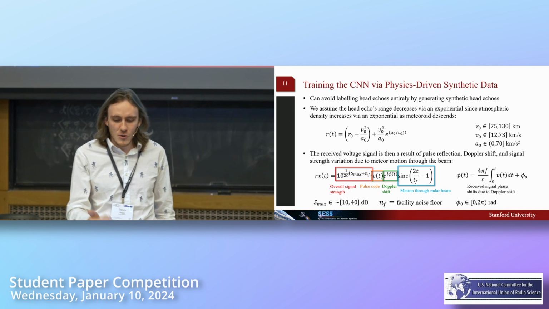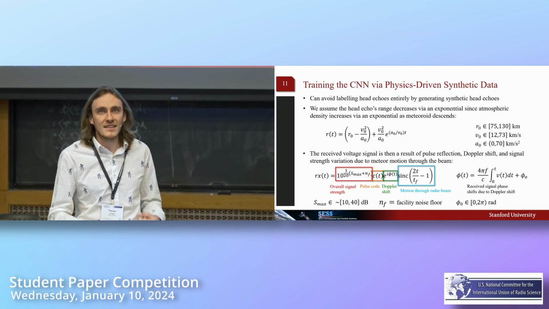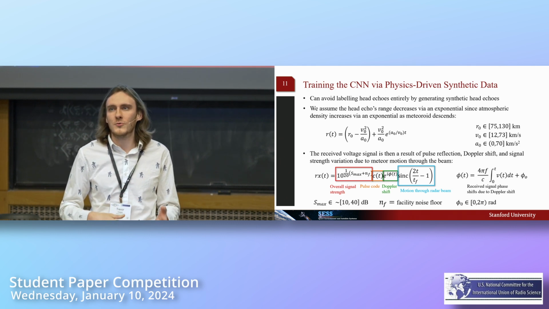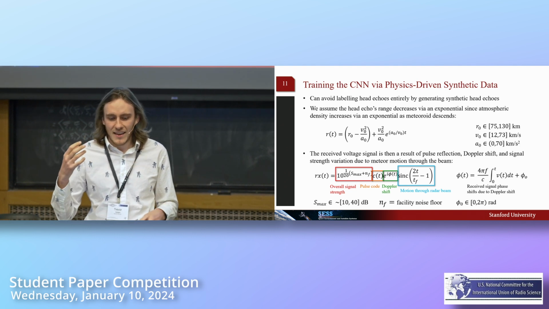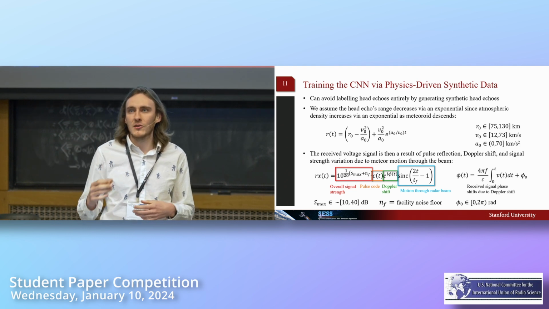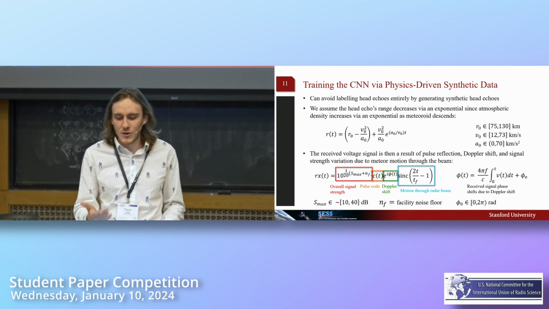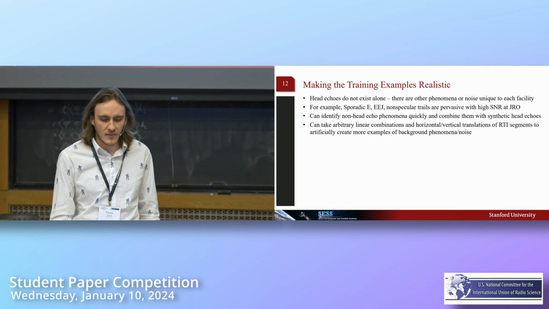And so we assume that that takes the form of a sink. This is a rather large assumption, neglects a lot of the physics. However, for a neural network, we just want to train it and have a ballpark head echo that looks close to it, so that it will then detect similar objects in the real data. So that is good enough for what we're trying to do here.